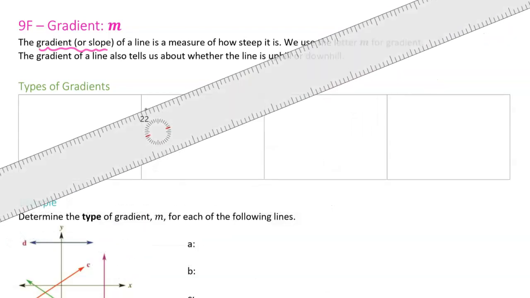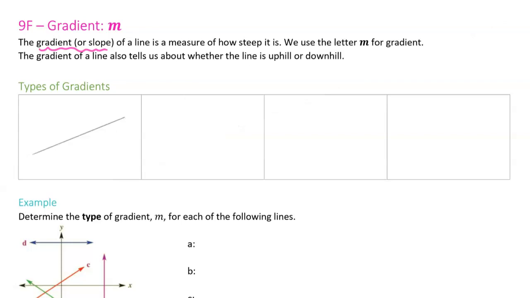So the first kind we're going to draw slopes upward like this. Now I imagine this to be uphill if I'm walking in the direction of left to right, so the same direction we read and write in English at least. So this line would be a positive gradient. That's the kind of gradient.